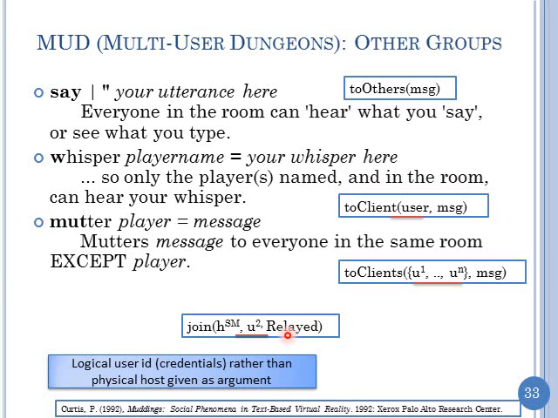So, a logical user ID credential rather than a physical host is given as the argument. Earlier, when we registered our host and port numbers, now I just give my username. And when people send messages to me, this is no longer multicast. This is unicast. I'm sending it to this particular user, but I'm naming the user within a particular session. I don't have to know about host and port numbers. I'm using a logical name rather than a physical name.